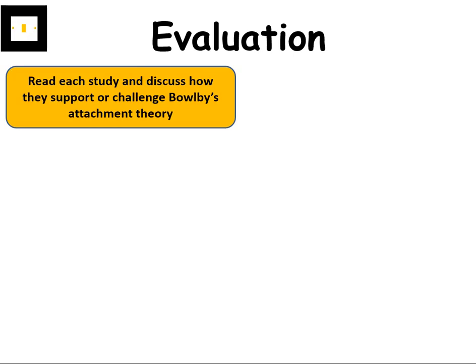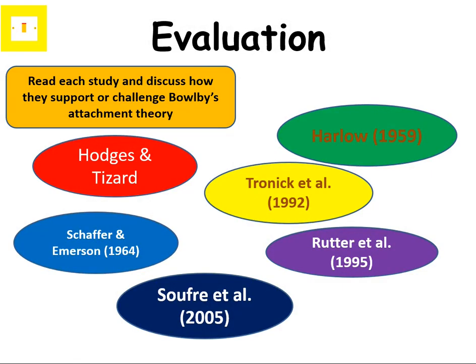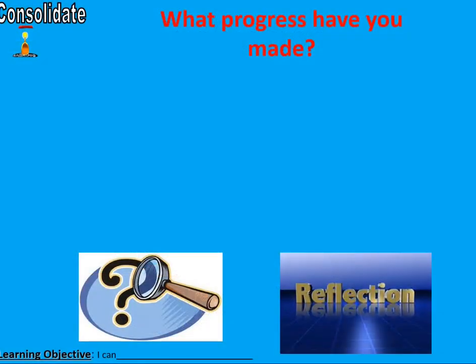Okay, so what I would like you to do is, there should be attached on the shared area. Sorry, it will be on the shared area when I get into school. But on the Teams files resources area, read each study and discuss how they support or challenge Bowlby's attachment theory. These are some examples of theories. Can I just say that Harlow you have to look at anyway, Schaefer and Emerson you have to look at anyway, Rutter you will be looking at, and Tronick you will be looking at as well. So you don't necessarily have to look at these two, but just have a quick look at some of this research. What you need is research to support or challenge it. You don't always need everything to be positive or negative, and it doesn't have to be balanced.